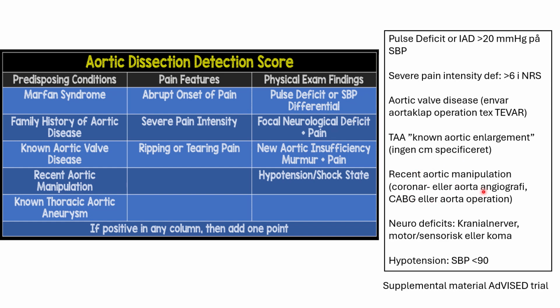Recent aortic manipulations could be a coronary or aortic angiography, a CABG, or aortic operation. Neurodeficits should be in cranial nerves, motor sensory nerves, or coma, and hypotension should be defined as an SBP of below 90. This is from the supplemental material of the ADvISED trial.